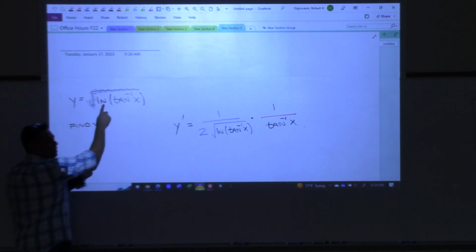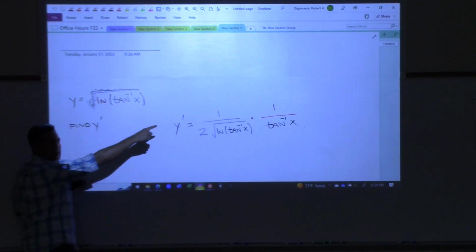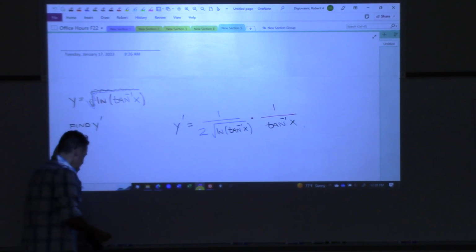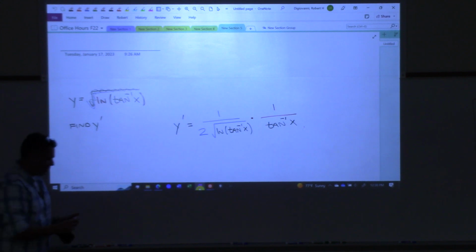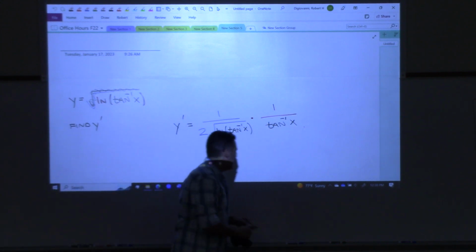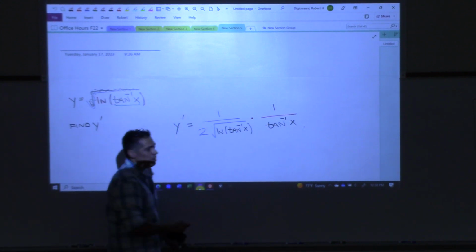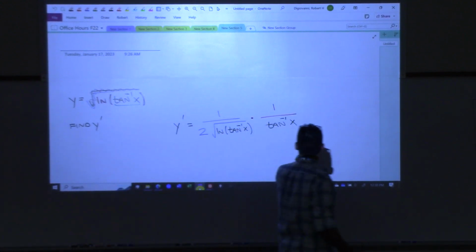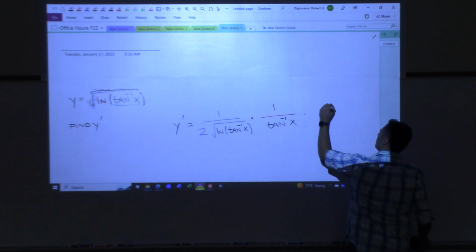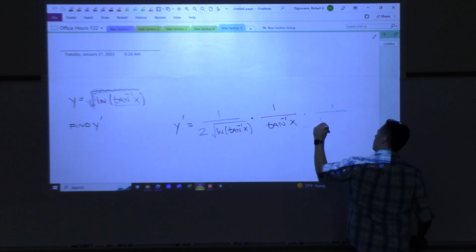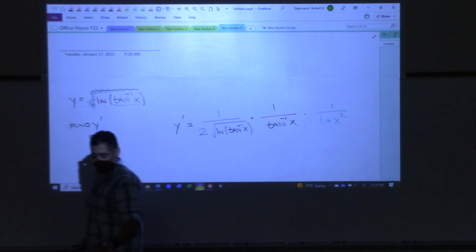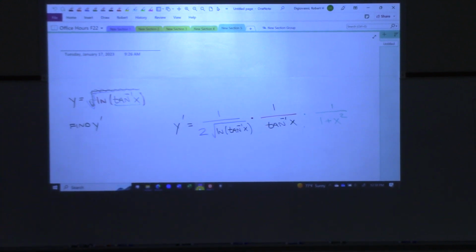So now I've taken the derivative of the natural log of something. That's 1 over tangent inverse of x. And then finally, inside I have the tangent inverse of x. What's the derivative of that? We just did that, right? We just proved that together. 1 over 1 plus x squared. That's your derivative. I overthought that.